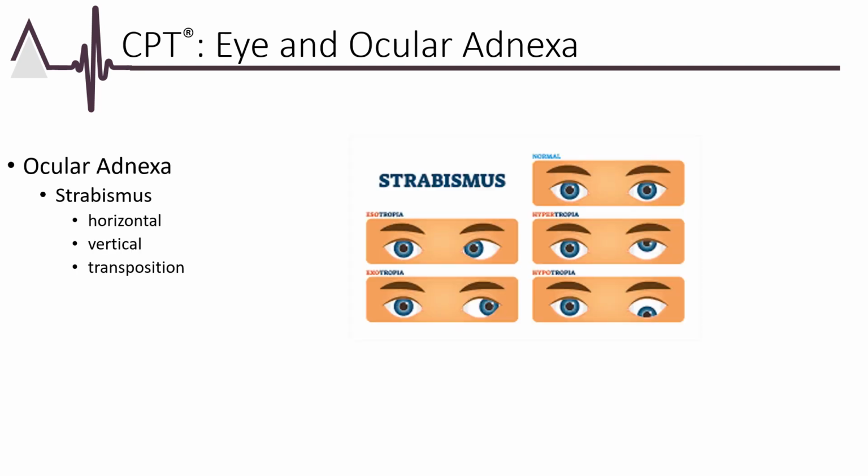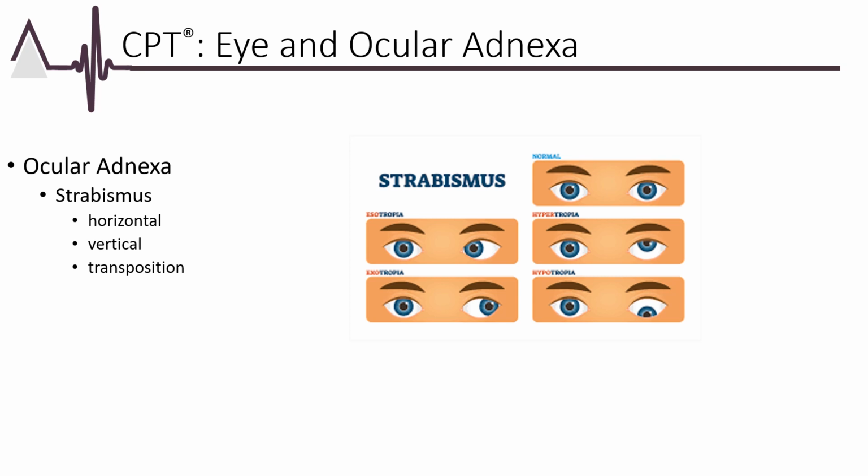Ocular Adnexa deals mainly with extraocular muscles. A coordinated effort of all muscles is required for intrinsic eye movement. Think of a batter attempting to hit a 98-mile-per-hour fastball. Strabismus is a disorder in which both eyes do not line up in the same direction, so they do not look at the same object at the same time. This condition is more commonly known as cross-eyed.